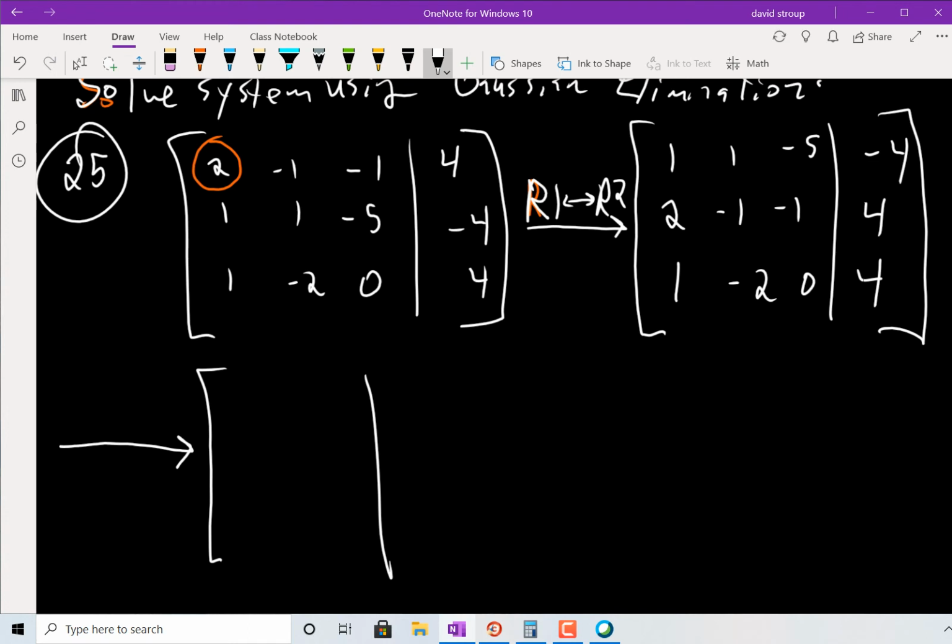Okay, kill 2 birds with 1 stone, right? I need to get a 0 and a 0 in those 2 spots. So what do I need to do? I need to multiply negative 2 times row 1 and add that to row 2. That'll get a 0 there. And then negative 1 times row 1 plus row 3. Okay. So row 1 is unchanged.